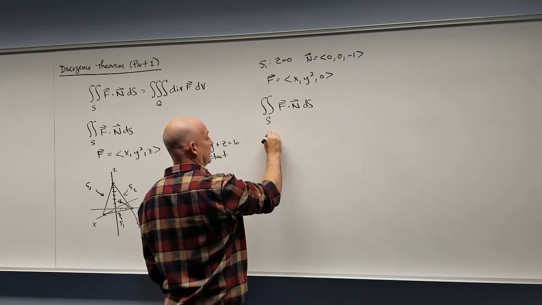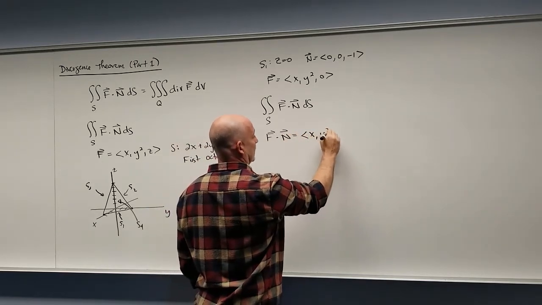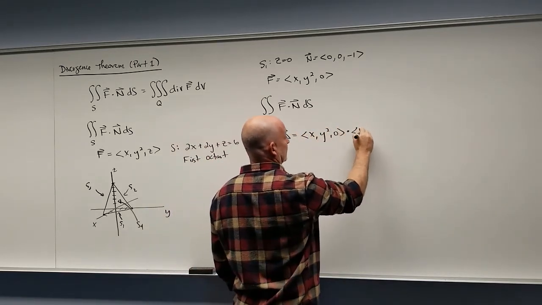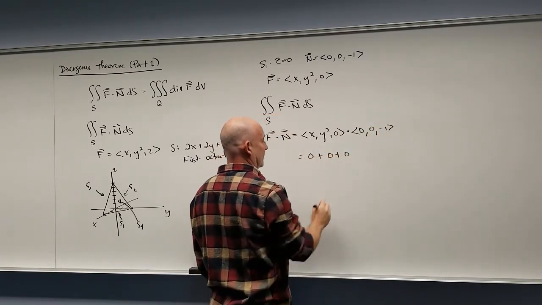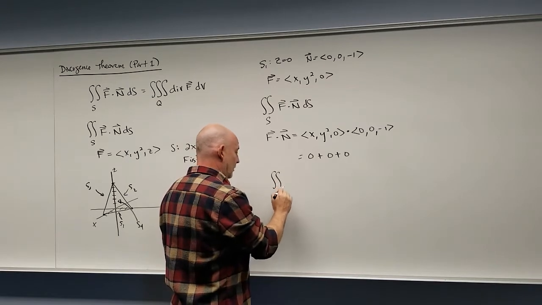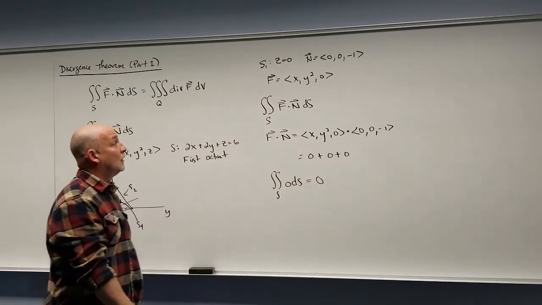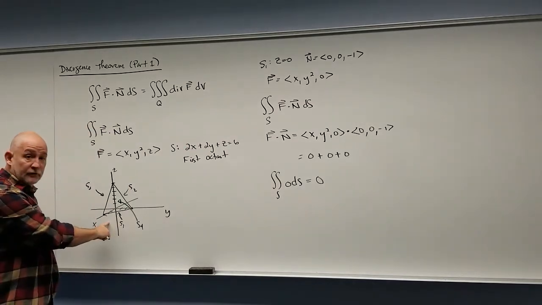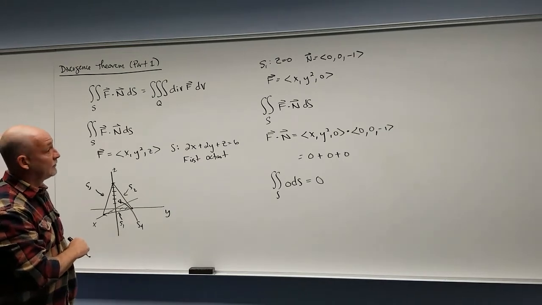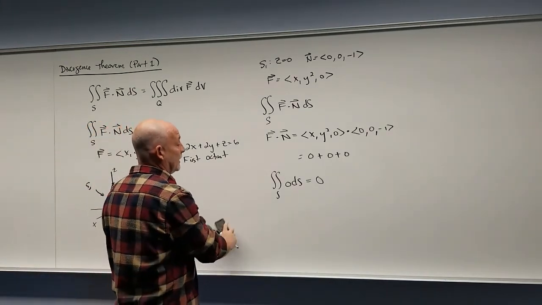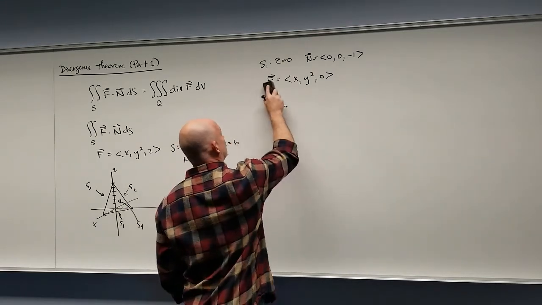Well, f dot n is (x, y squared, 0) dotted with (0, 0, -1), which gives 0. So this is just the double integral over the surface of 0 ds, which is, well, 0. So the value for our first flux through surface 1 is 0. We'll put that to the side, remember it, and get back to it in a second. All right, let's take a look at surface 2.